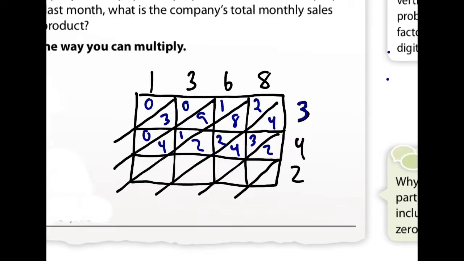Next, I'm going to do the 2. 2 times 8 is 16. 2 times 6 is 12. 2 times 3 is 6. 2 times 1 is 2. All right, last, I'm going to add those up.